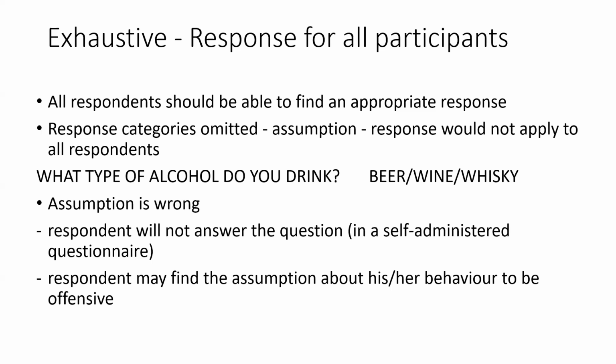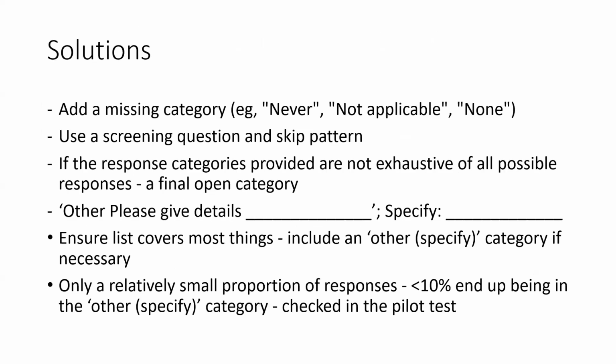So one thing that can happen is that the respondent will not answer the question because the option which he or she wants to select is not there, or the respondent may feel it offensive and just withdraw from your study because you have made some assumption about their behavior. So when you are writing down your options, you should ask yourself whether you have included all possible responses as options to the question. This is important. So what are the solutions to this?